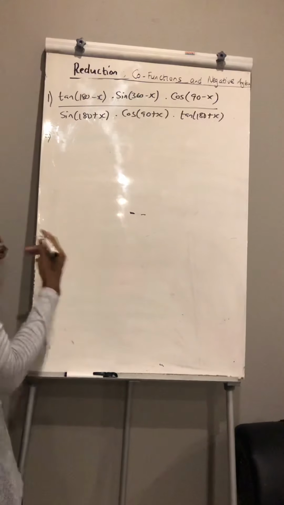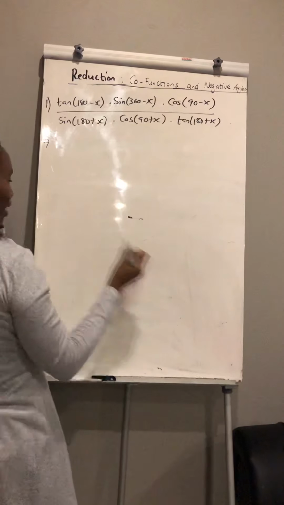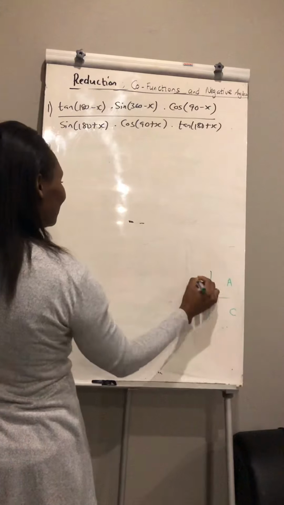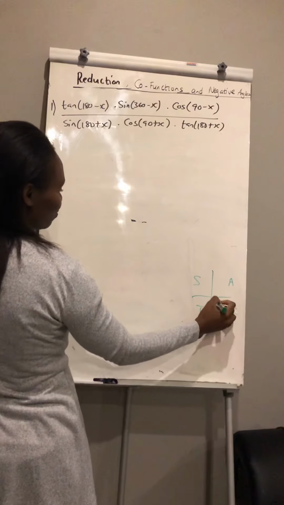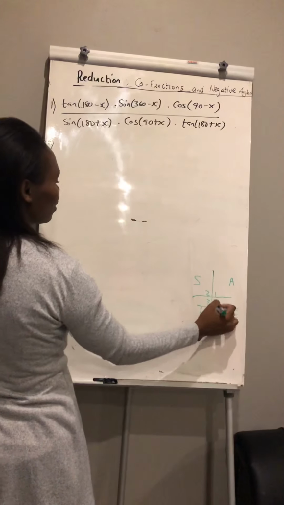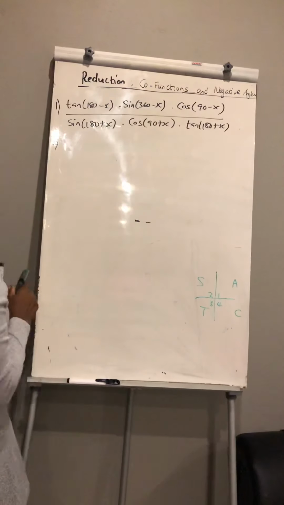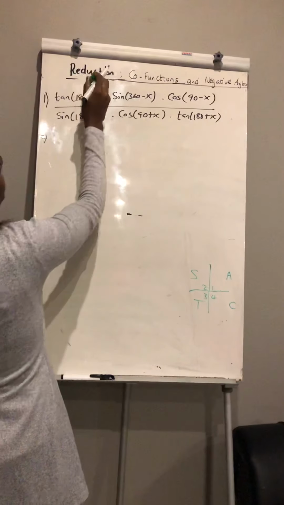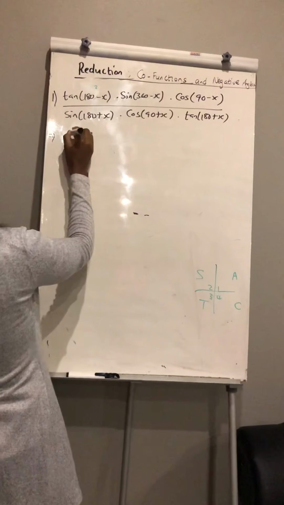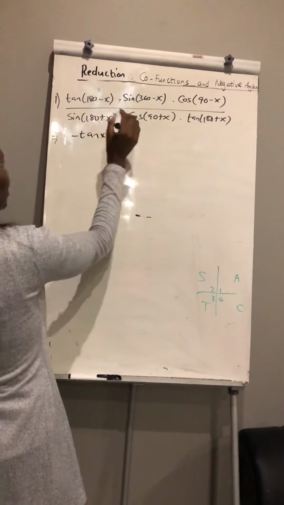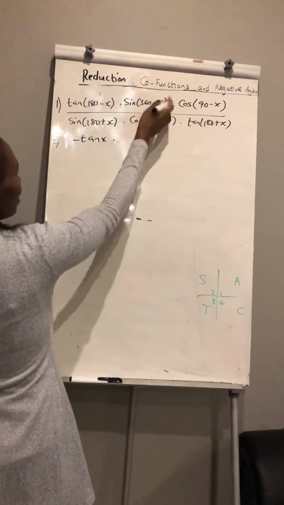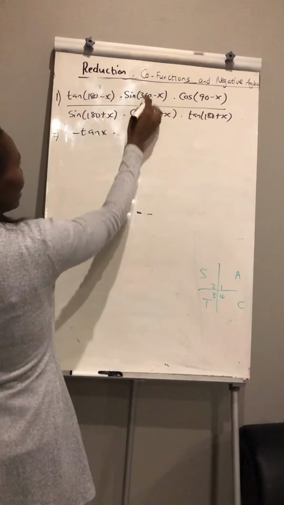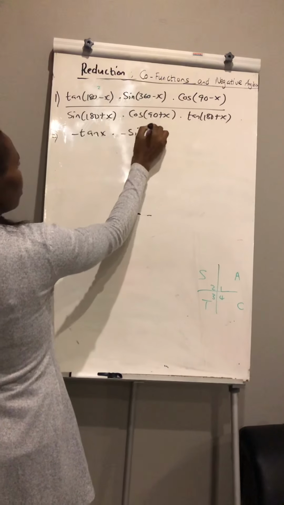So let's get used to the fact that, let me draw it maybe, CAST. Not that we need it, but maybe some of you still need to see this. Let's just see. 180 minus x, I think you now know this is the second quadrant, and in the second quadrant tan is negative. I'm going to do this fast. You get this now. This one is the fourth quadrant, and this is negative as well.